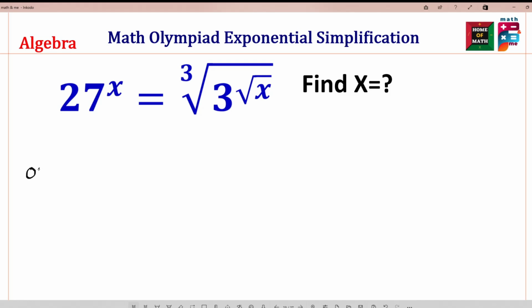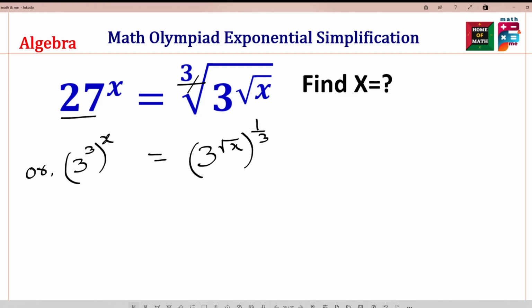we can write this 27 as 3 to the power 3, which means 3 cubed, then to the power x, equals... this cubic root we need to omit, so we can write here 3 to the power x to the power 1 by 3. Okay, we know this one.